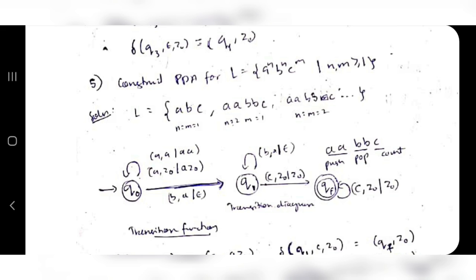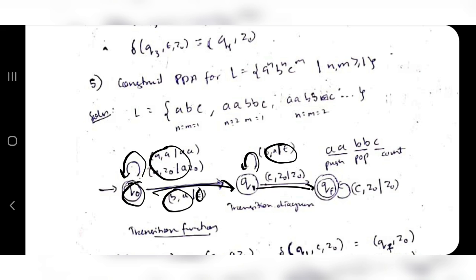So how I'll approach this one is, if I encounter A, I'll be staying in the same state. If I encounter B, then what I'll be doing is popping it and going to Q1. For each encounter of B, I'll be popping A from the stack. And after that, if I encounter C, I will be reaching the final state, and here I can have the self loop for C.